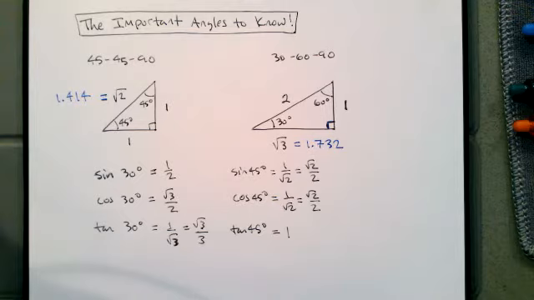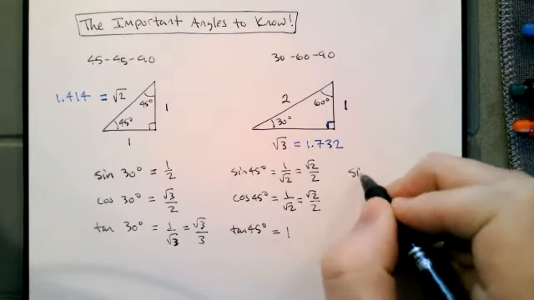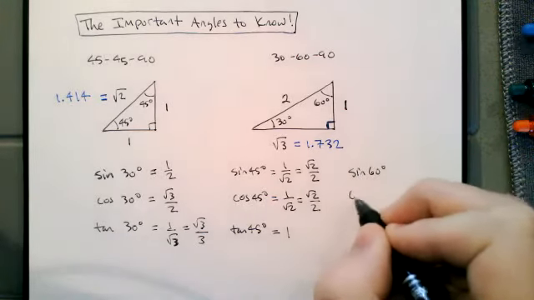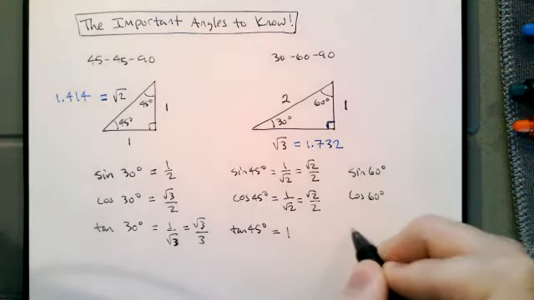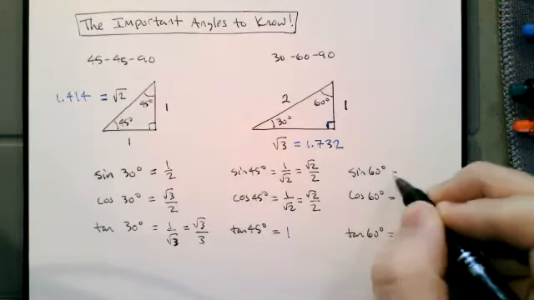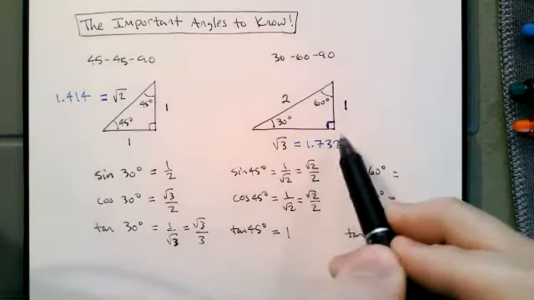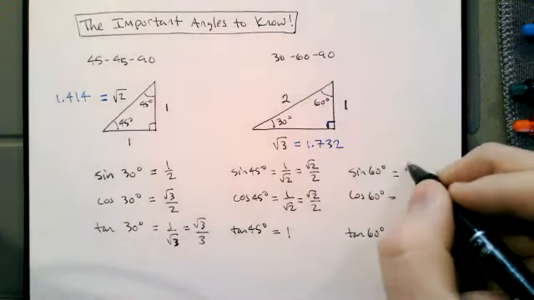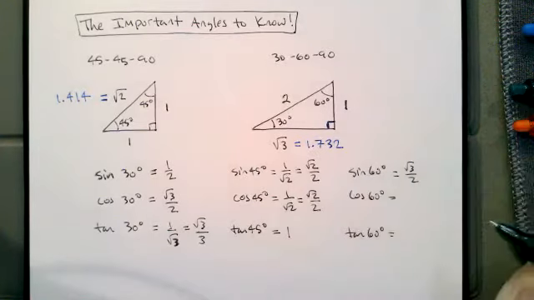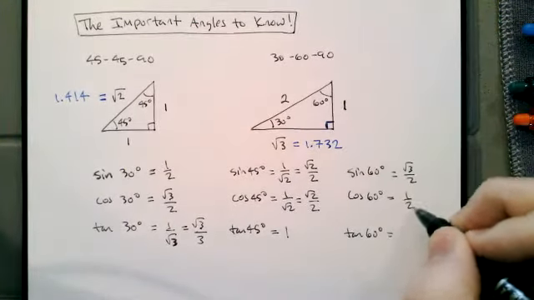And then we want to know sine, cosine, and tangent of 60 degrees. So sine 60, cosine 60, and tangent of 60. Sine of 60, we're going to have to go into this one, is opposite √3 over hypotenuse 2. Cosine of 60 is adjacent over hypotenuse, so 1/2.